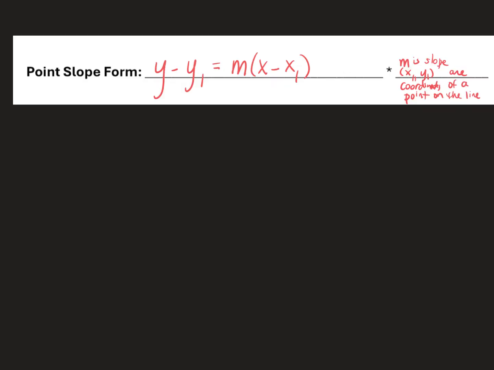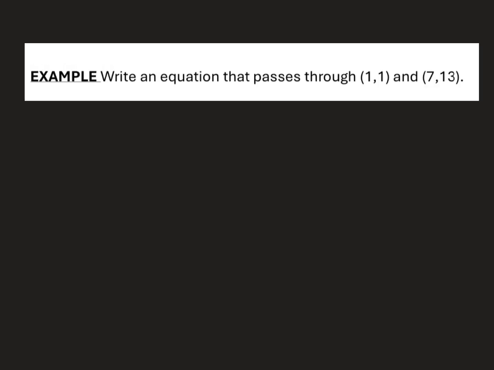Point slope form. Point slope form is y minus y sub 1 equals m times the quantity x minus x sub 1, where m is the slope and x sub 1, comma y sub 1 are coordinates of a point on the line. We're going to write an equation that passes through (1, 1) and (7, 13). So we're going to use point slope form for that.